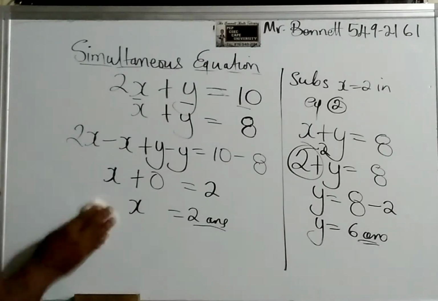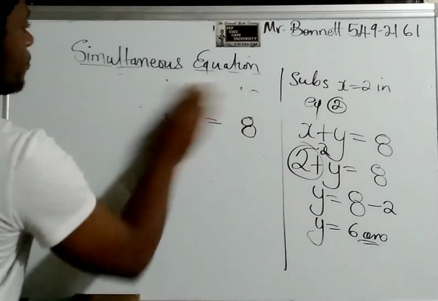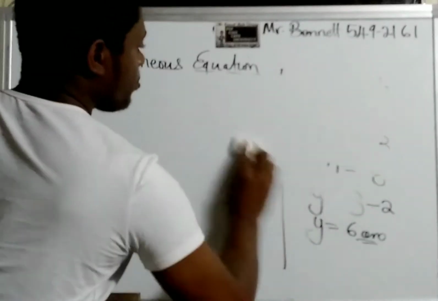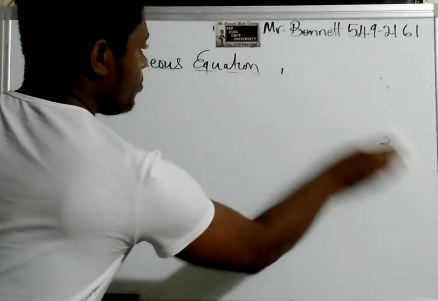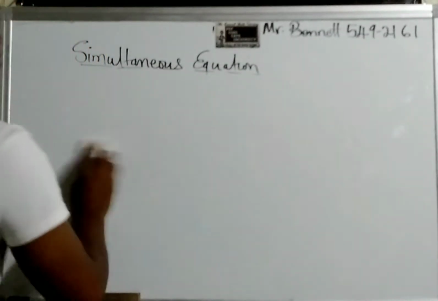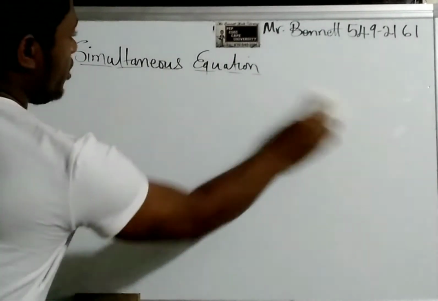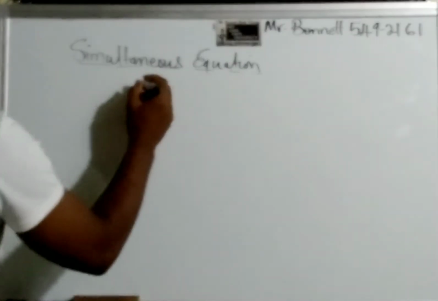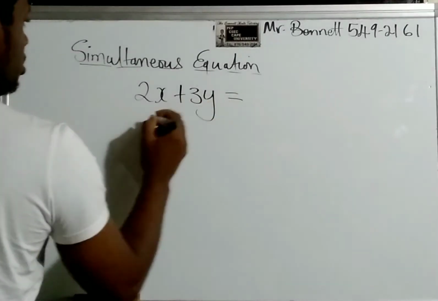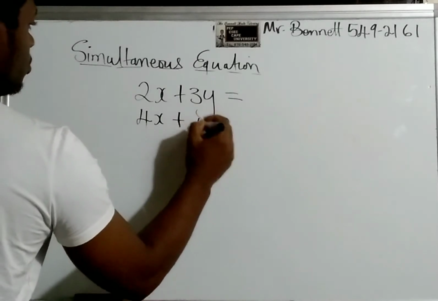Alright, we're going to look at another one with a little more complications and so forth. This time the coefficient of x won't be 1. So let's say 2x plus 3y, and say 4x plus y.